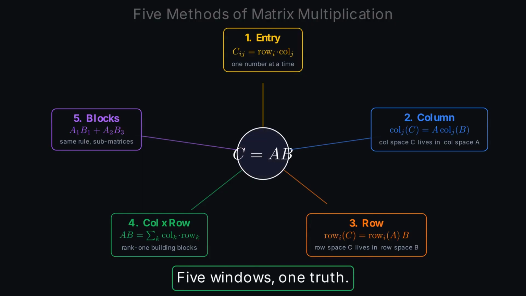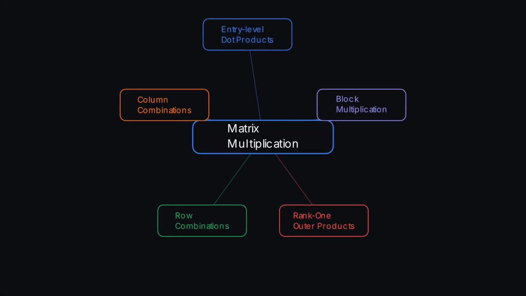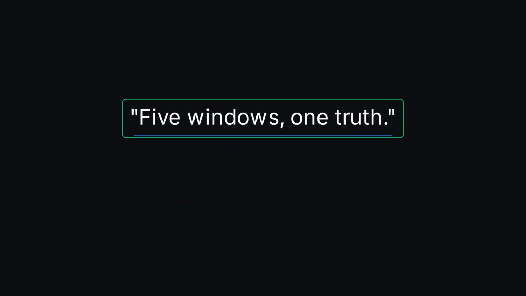5 windows, 1 truth. These aren't 5 different operations. They are 5 windows into the same truth. The more windows you have, the more of the structure you see. Each perspective, entry-level dot products, column combinations, row combinations, rank 1 outer products, and block multiplication, reveals a different facet of what matrix multiplication really means. 5 windows, 1 truth.